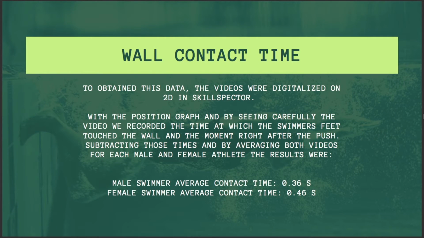To obtain this data, the videos were digitalized in 2D in SkillSpectre. With the position graph and by watching the video carefully, we recorded the time at which the swimmer's feet touched the wall and the moment right after the push. Subtracting those times and averaging both videos for each male and female athlete, the results were: for the male swimmer, average contact time was 0.36 seconds, and for the female swimmer, average contact time was 0.46 seconds.